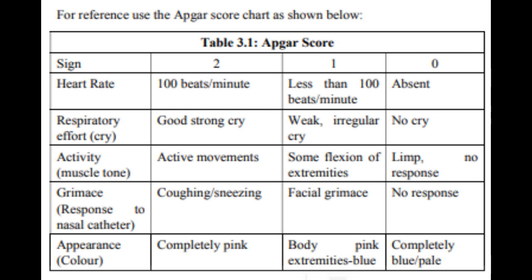If score is lower than 7 at 1 minute, then repeat it again at 5 minutes and record the score. 7 to 10 indicates the neonate is normal. 4 to 6, moderate asphyxia. 0 to 3, severe distress, asphyxia. After quick assessment of the baby by evaluating him on the basis of APGAR scoring at 1 minute and 5 minutes, if you are convinced that the neonate is stable.